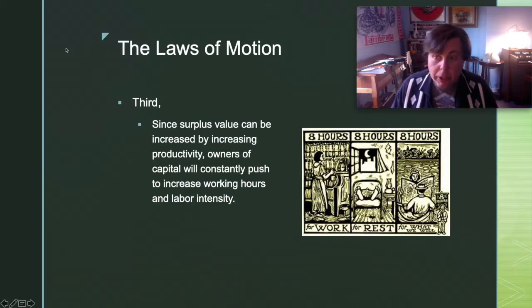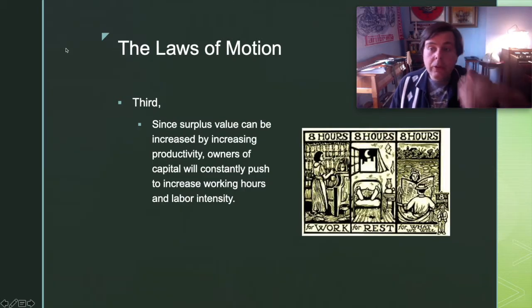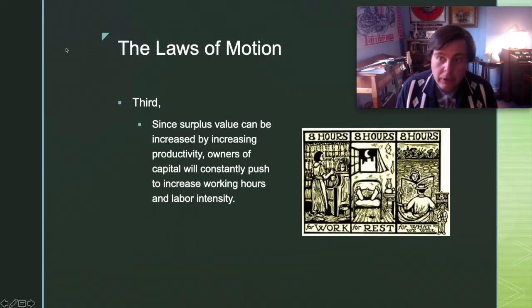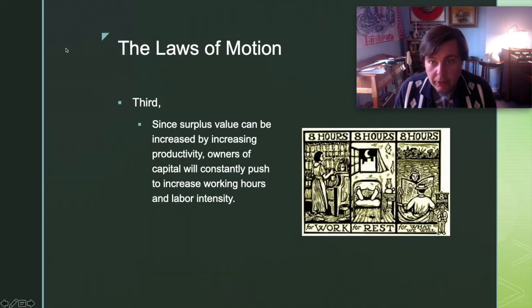The third law of motion: since surplus value can be increased by using technology to increase productivity, you can also get the same effect by just working your workers harder, right? So forcing them to work longer hours, to be more intense while they're at work, essentially to keep their output maximized at all times. In this way, you can also extract more surplus value from them than you would otherwise.